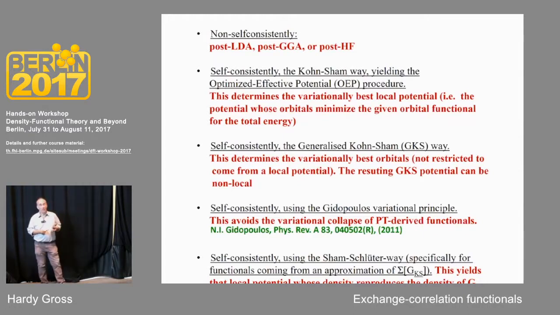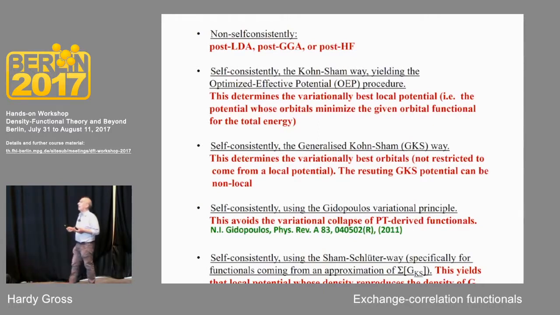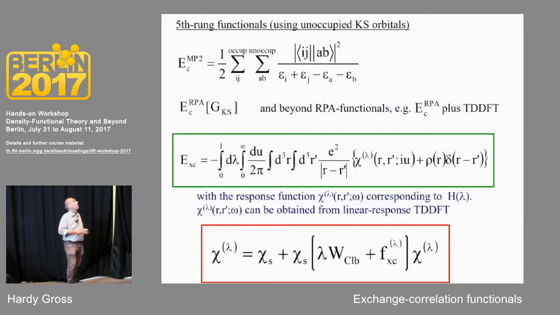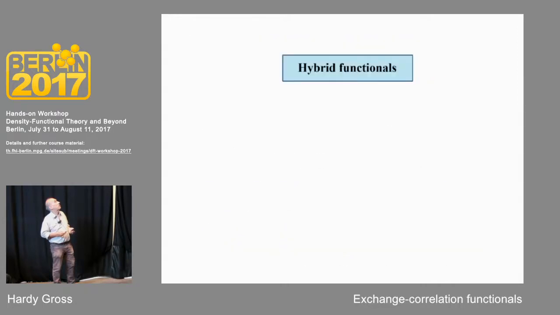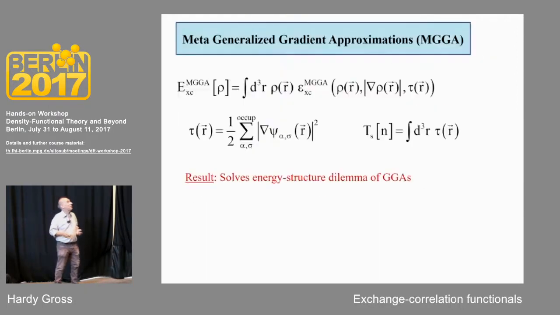Okay, now there's another way which rests on the Guidopoulos variational principle. It's not terribly well known, but I believe it deserves much more attention. It targets a very specific problem that you have with these two approaches sometimes, namely when your functional comes from a perturbative expression. So, like this MP2 thing that we had before.